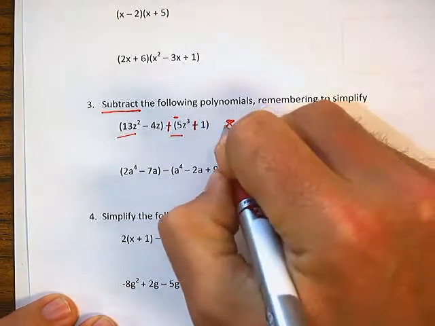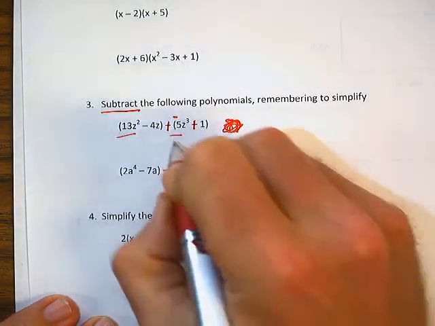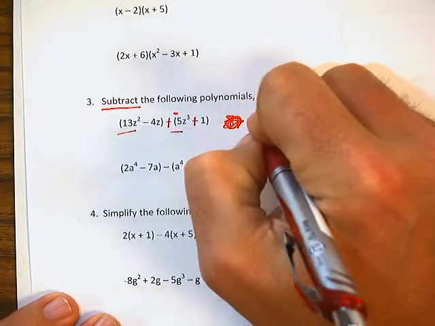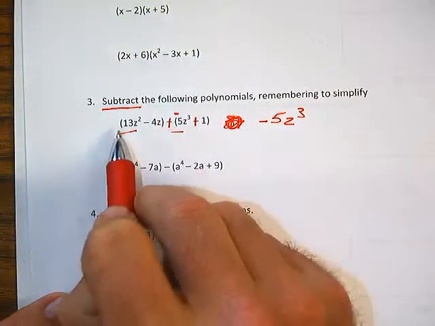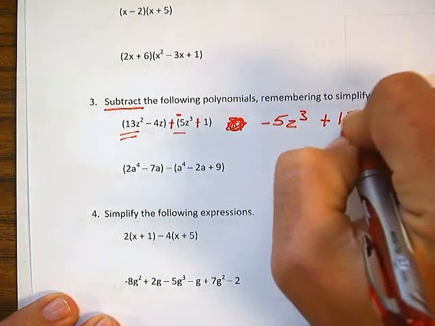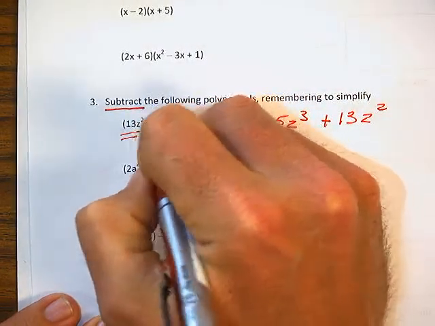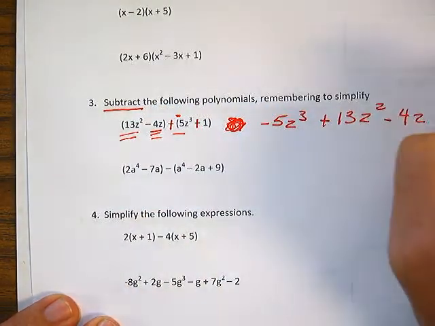Oh, I almost made a mistake. That's z to the second. Now z to the third. That's the only z to the third, so I have negative 5z to the third. Now the z squared, 13z squared. My z's, minus 4z plus 1.